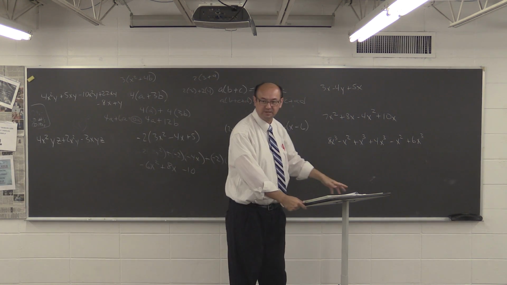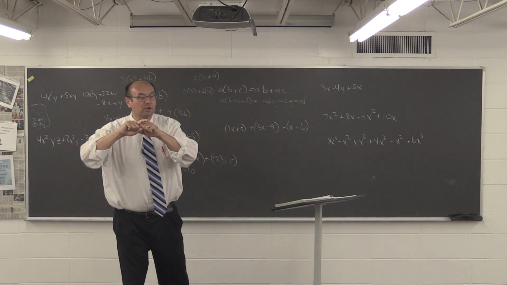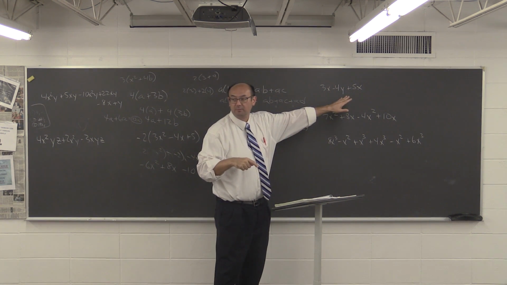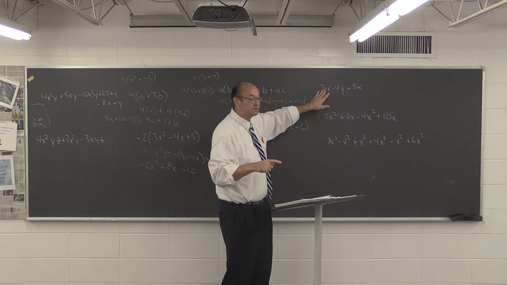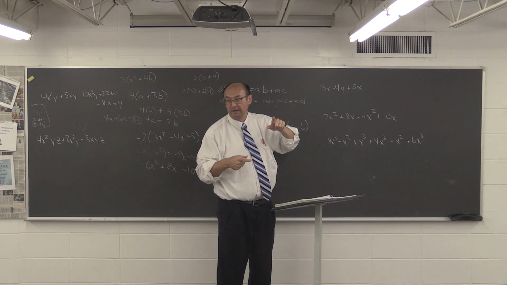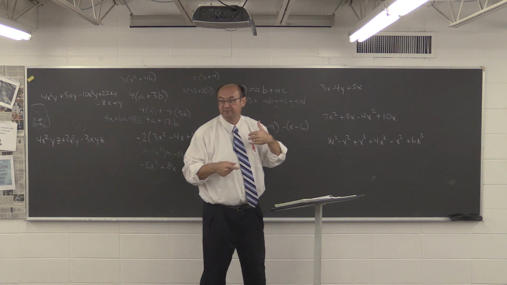Here's what we're going to do. Watch this. We're going to underline. So here's what we do to combine like terms. We underline the first term. How many terms are in here? 3 of them. The first term is positive 3x. The second term is not 4y. The second term is a negative 4y. The third term is a positive 5x.